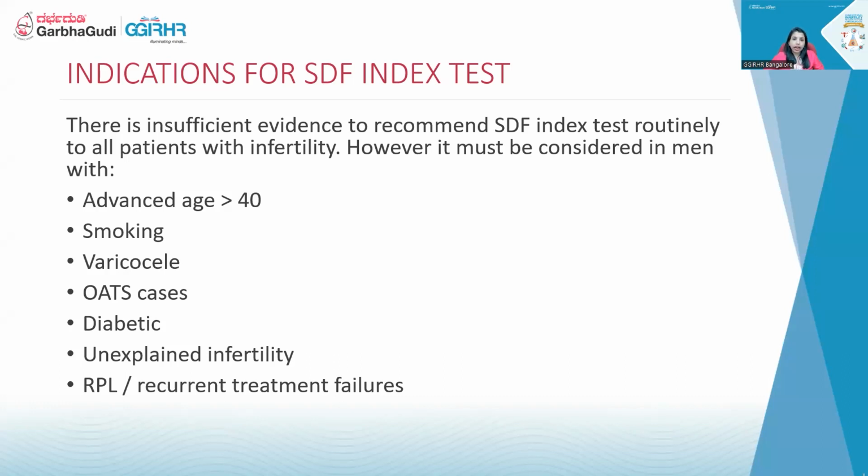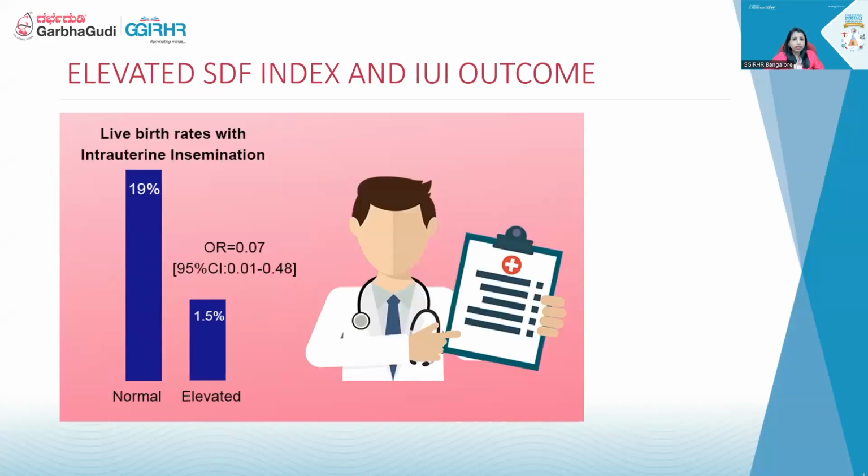So again, these are the candidates. These are the men who have to undergo sperm DNA fragmentation index in spite of having a normal analysis. So why is this SDF so important? You can see this graph. This was a study which was published in Human Reproduction.